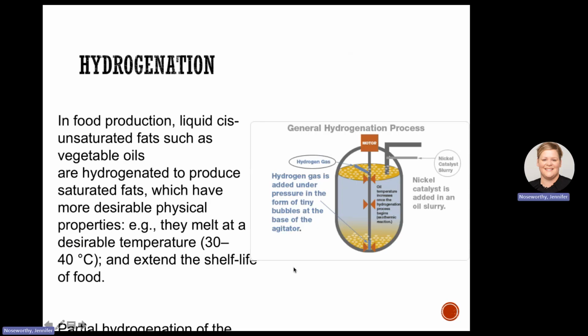So this hydrogenation is what I was alluding to with the changing from cis to trans. Basically, they add hydrogen gas and do a couple other things in here to generate the form that is trans instead of cis in those plant-based oils.